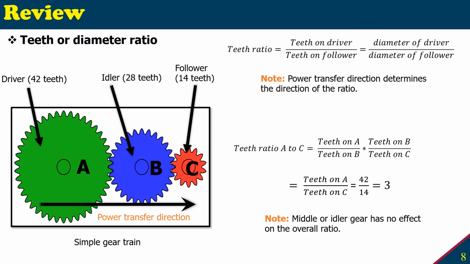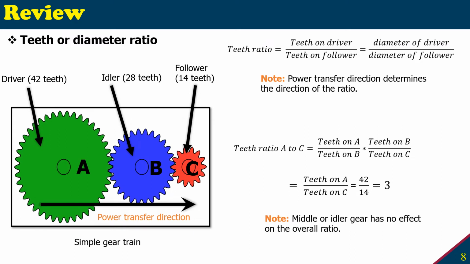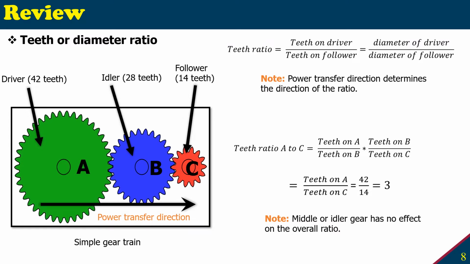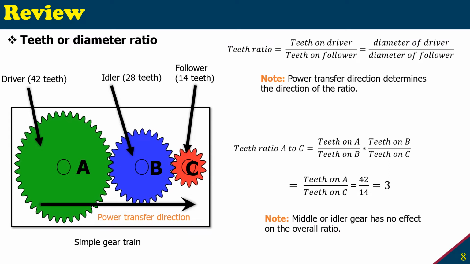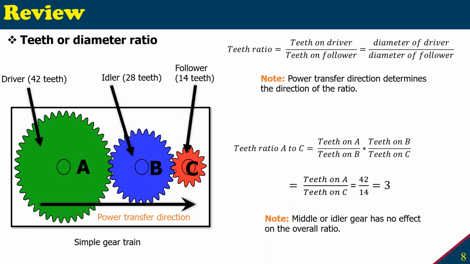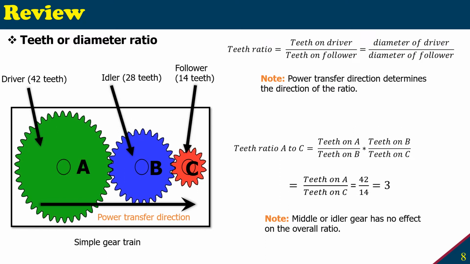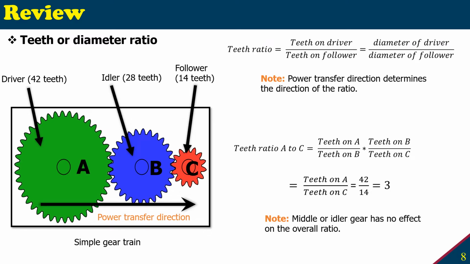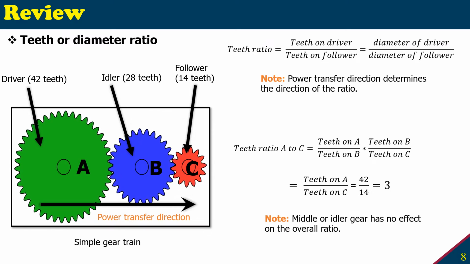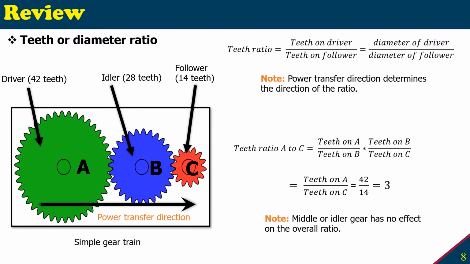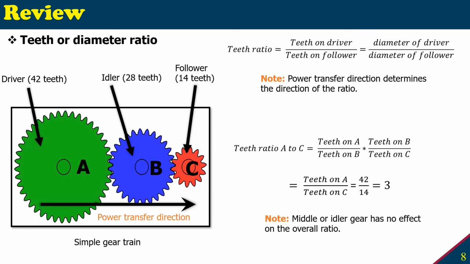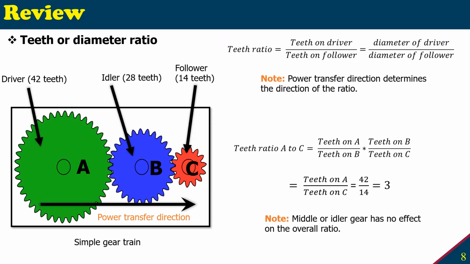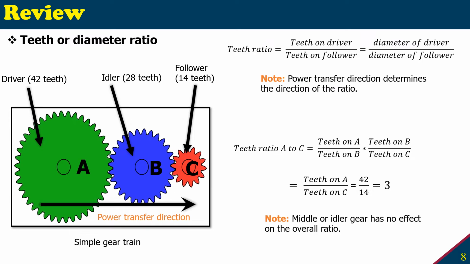Did you notice that the middle or the idle gear, the blue one, has no effect on the overall ratio? For example, if we didn't consider this multiplication, and just took the first one and the last one and took the ratio, we would get the same result, 3. This is only valid for a simple gear train where the middle gears are idle gears, and the idler gears have no effect on the overall teeth ratio.